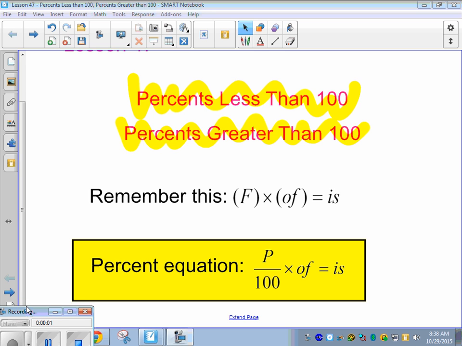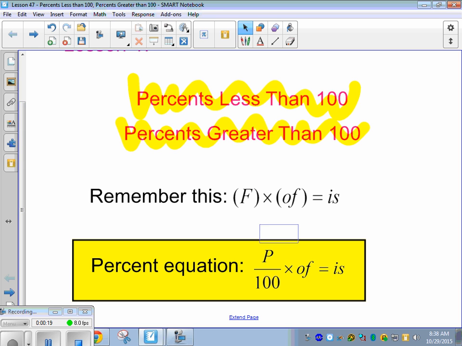Guys probably recall, I think we already did maybe some percents. We definitely did fractions and decimals. Whenever it says something of something is, we have a special equation. So like when we had a fraction, we'd say f times the number is whatever our result is. Now we're just going to do it with percentages.